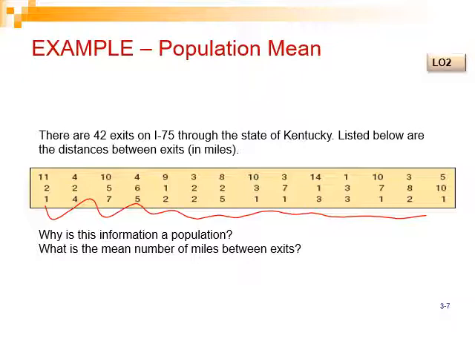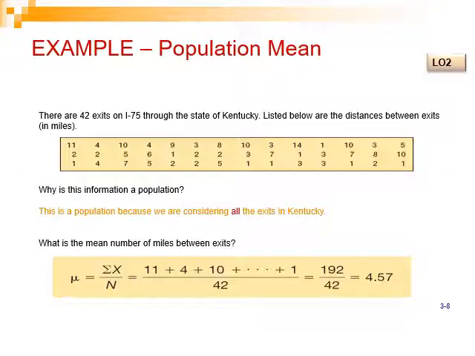What is the number of meals between exits? Now we can add all the values and divide it by 42 to get this value. So the answer here is the population, because it considers all the exits in Canada. And what is the mean number?